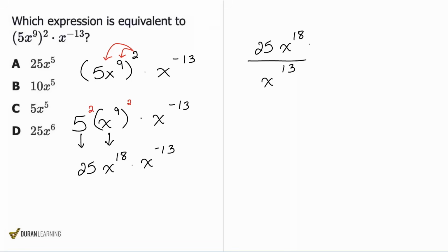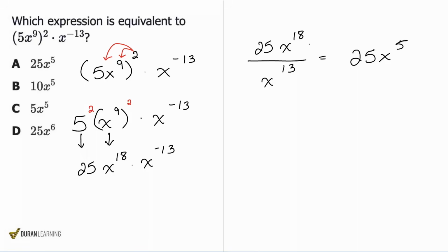Because if we move that over in that way, all we're applying here is the quotient of powers rule. We have the same base, which is x, so we'll subtract these exponents. Everyone, 18 minus 13 gives us what again? Yeah, that's just going to be 5. So that becomes 25x to the power of 5. That's one way of looking at it.